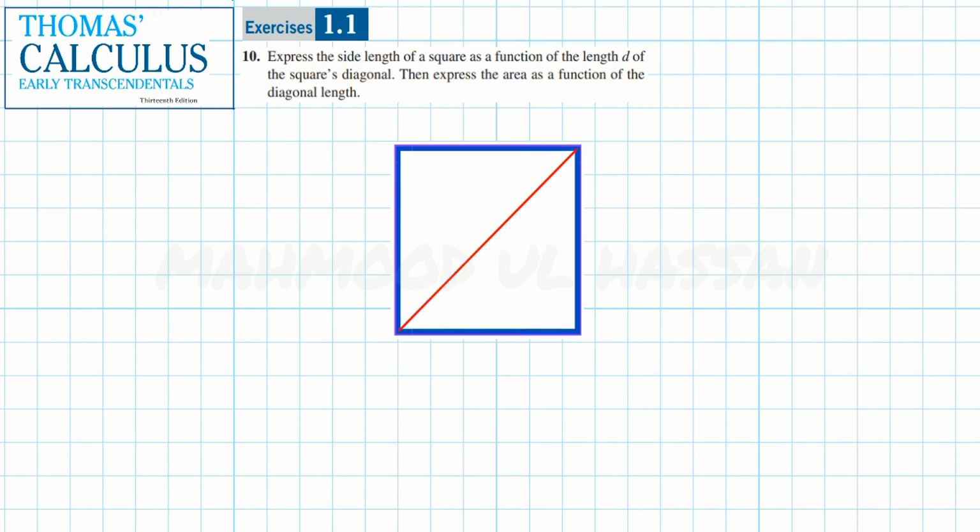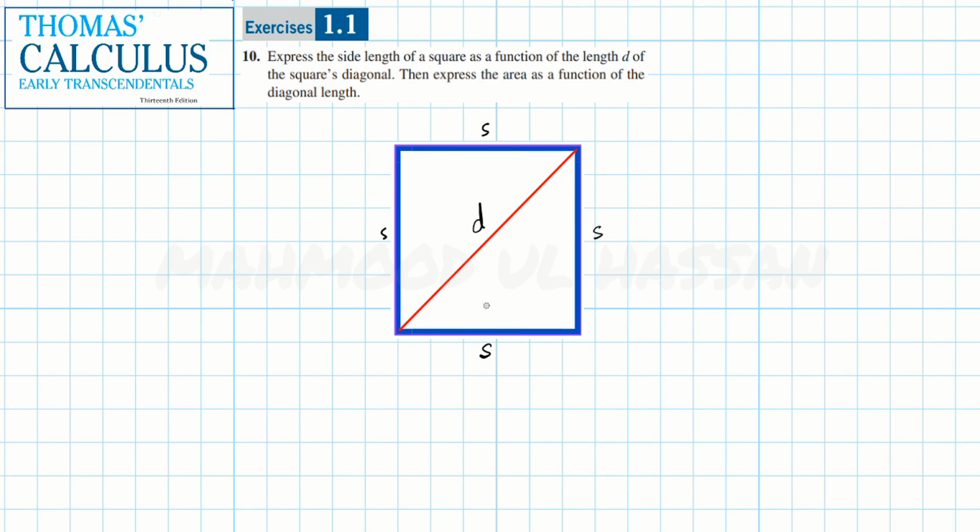This is the diagonal of the square, and let me call the length of this diagonal small d, and the side of the square, let's say that is small s, so this side is also s, and all the four sides will be s because it's a square. Okay, now we have to express the side length of a square as a function of the length d.